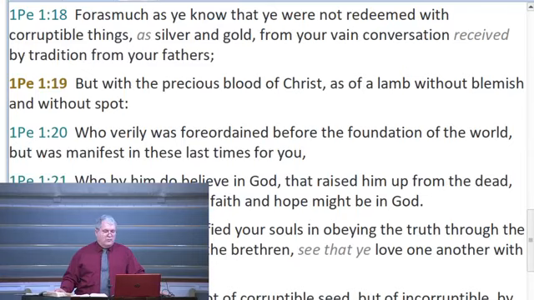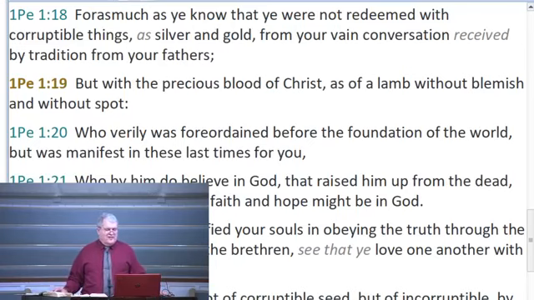It's a form of luo. We used to make fun of Luo Hernandez in our Greek class because it's a word that means I release. It also means I destroy. And so Louis was the destroyer. But lutruo is to release.